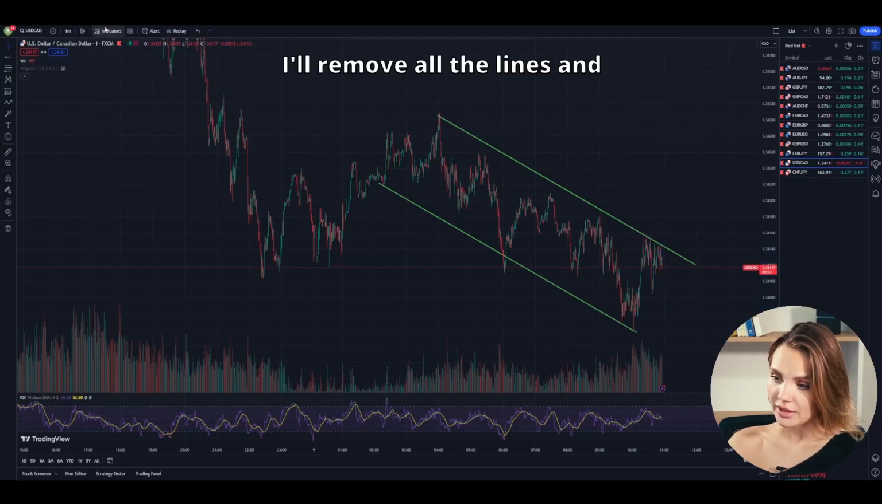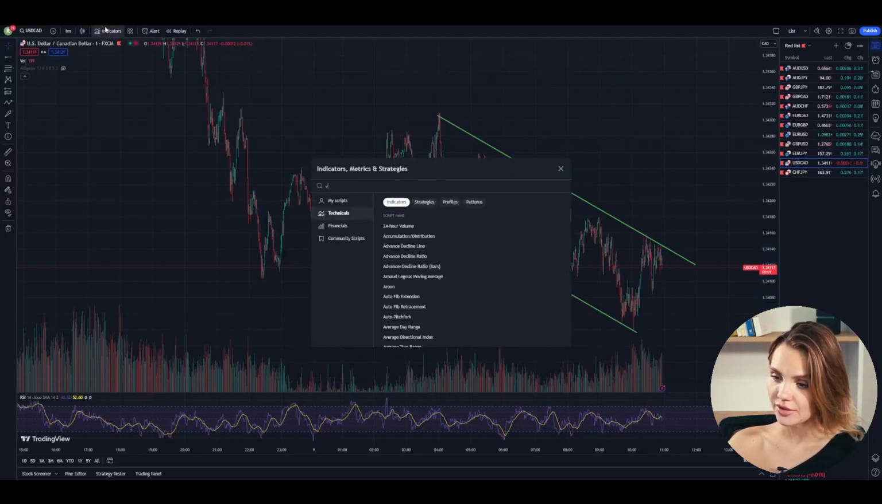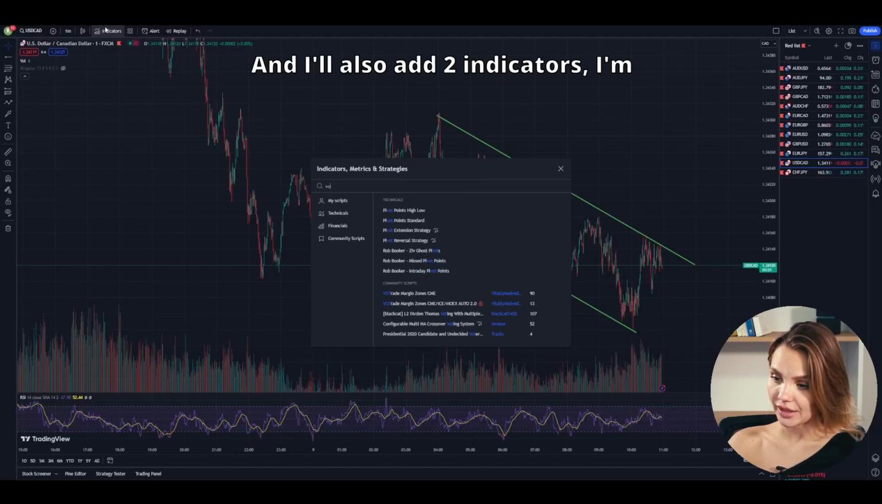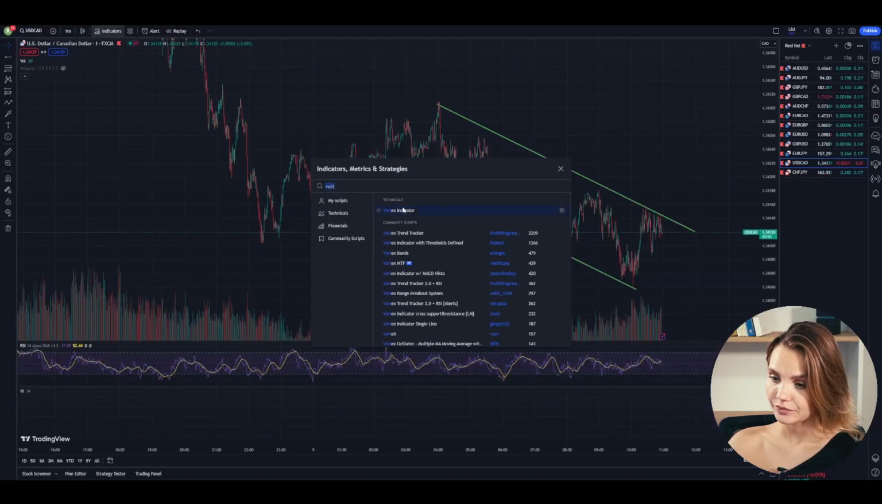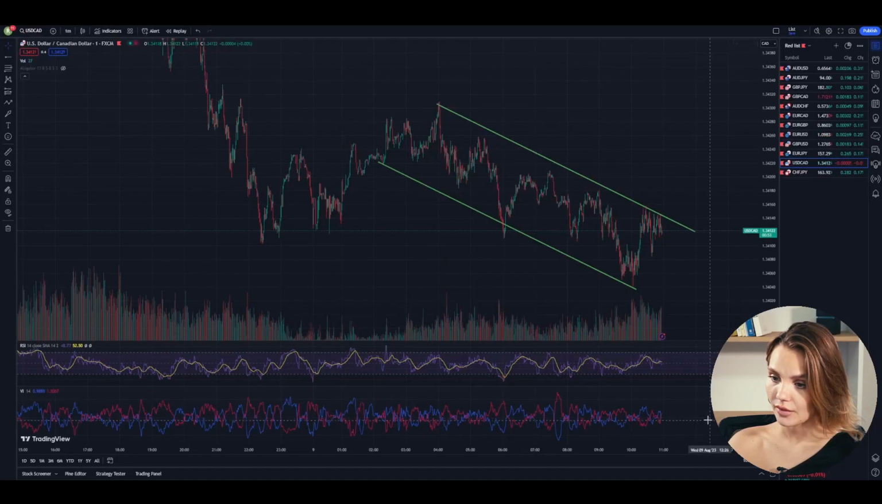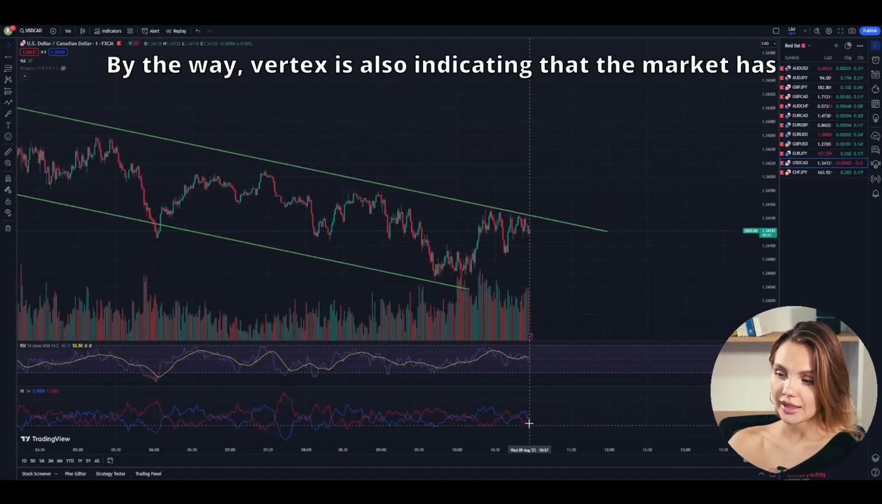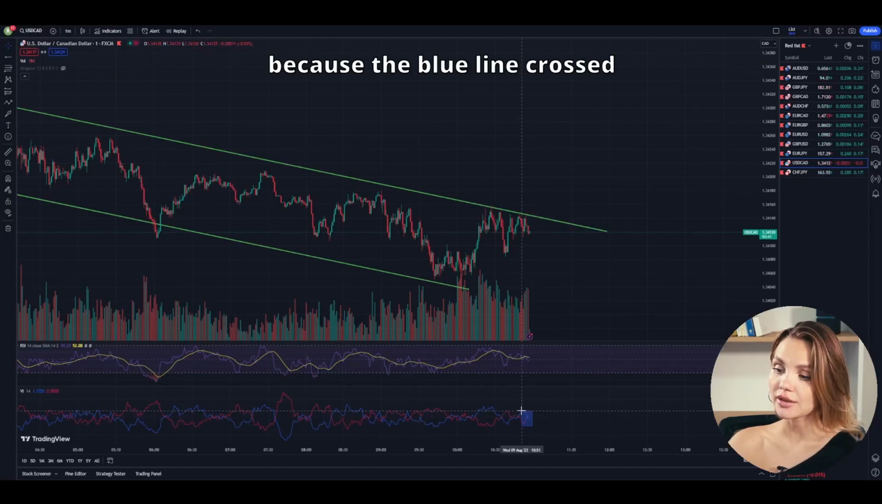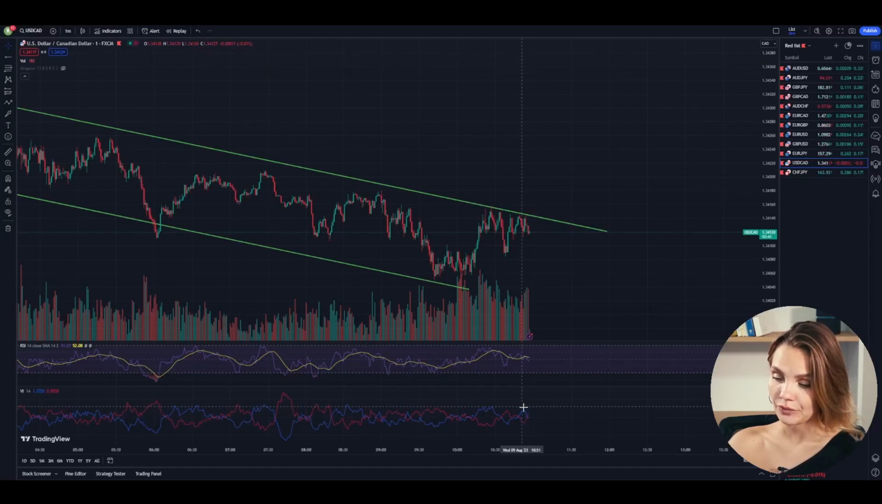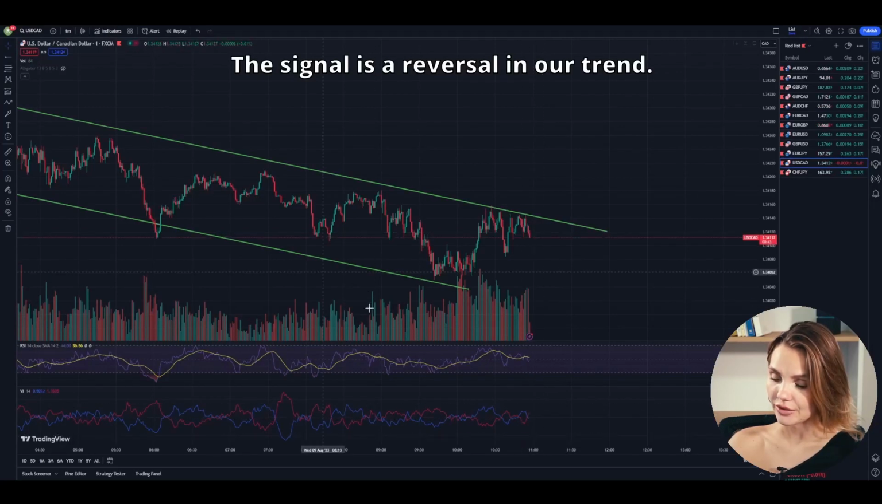I'll remove all the lines and arrows to avoid any distractions. And I'll also add 2 indicators. I'm curious to see what Vortex tells us. By the way, Vortex is also indicating that the market has shifted into a downward trend because the blue line crossed the red line from top to bottom. This signals a reversal in our trend.